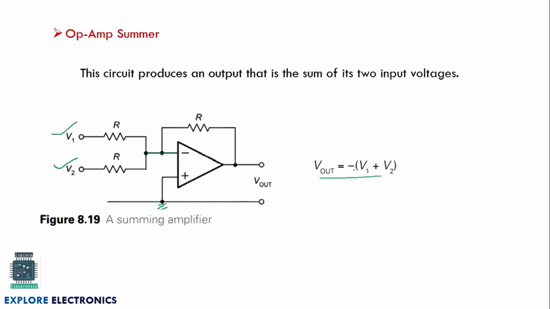Why it is minus is because the inputs are connected to the inverting terminal of the op-amp. That's why it is minus (V1 plus V2).